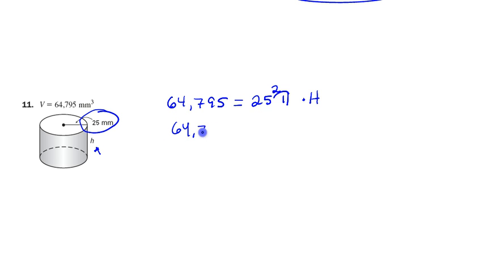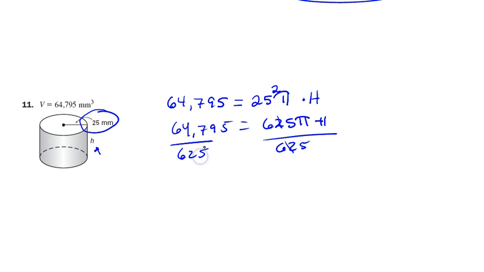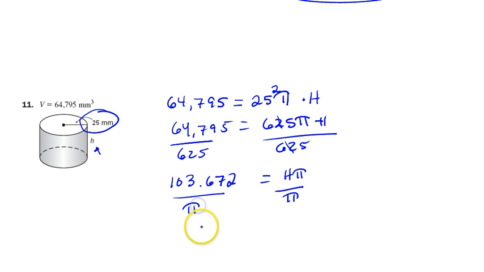So 64,795 equals 25 squared, which is 625 pi, times height. I'm going to divide both sides by 625, which leaves me with 103.672 equals height pi. I'm going to divide both sides by pi. Now if I wanted to leave this in terms of pi, this would be my answer: 103.672 divided by pi is my height.